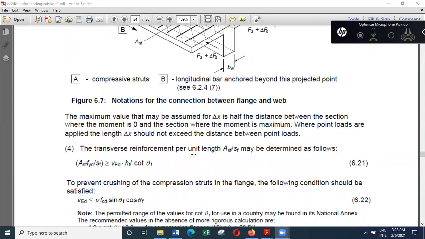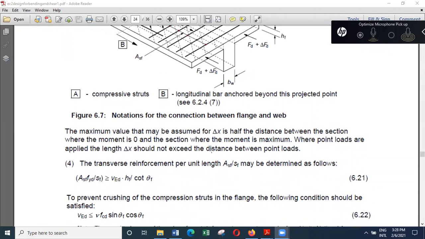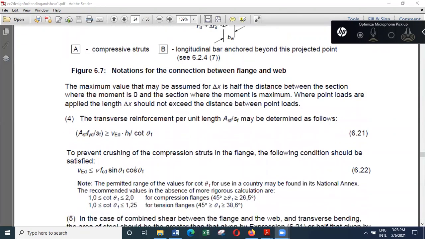And then the other important thing is, although unlikely, you still have to check this, and that is the possibility of this flange concrete crushing due to the shear caused by the force difference between the flange and the web. So we have to check the possibility of crushing.